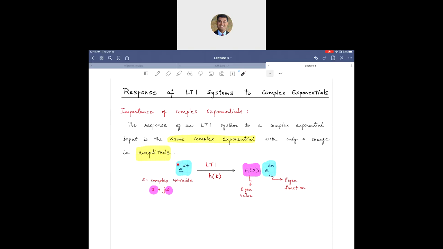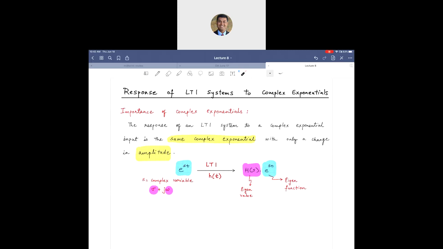So whatever function of time goes in, the same function of time comes out. The only change is in its amplitude. Notice that the amplitude is not a function of time. It is a function of s. All right, so you can also consider that e raised to st, which is the function of time, is going to be the eigenfunction of this LTI system. And H of s is going to be the amplitudes corresponding to each of those eigenfunctions. So eigenvalue for H of s, eigenfunctions for e to the st.